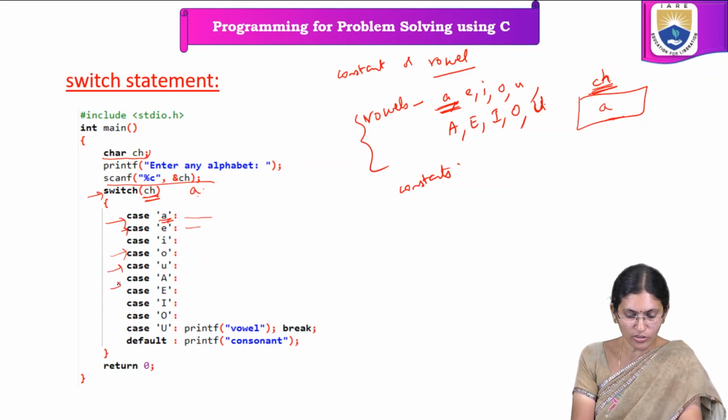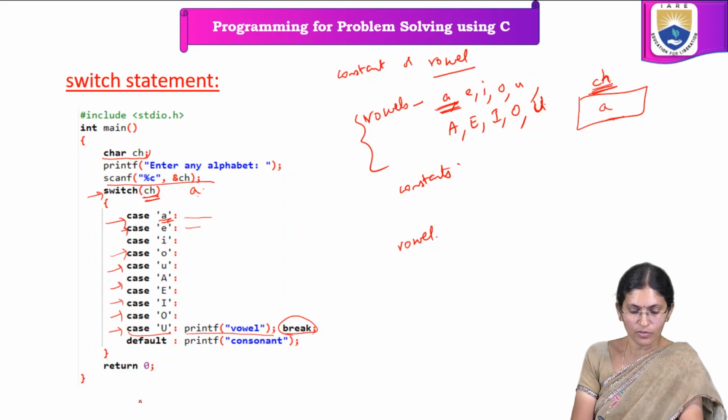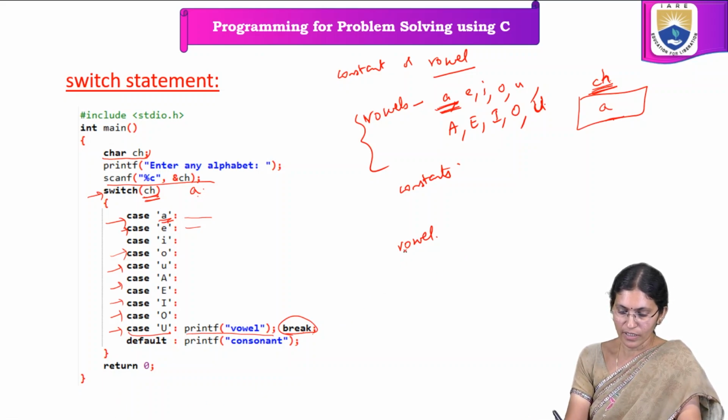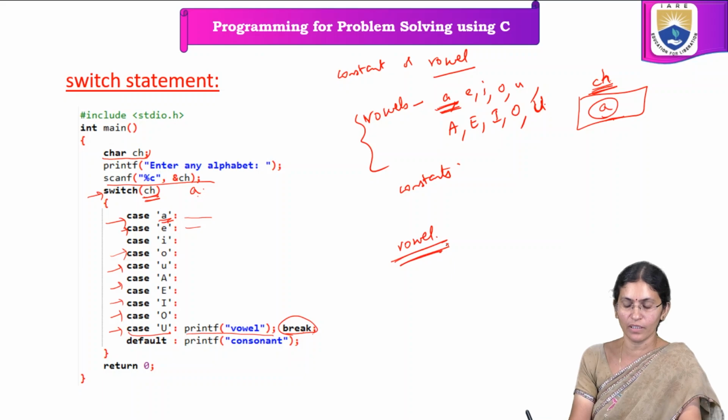So it will go through each of the cases, and then finally at this point there is a printf statement written. So we will get the output as vowel. After that, as soon as the break statement is reached, the program will exit. So in this way, when we enter the character a, we'll get vowel as output.